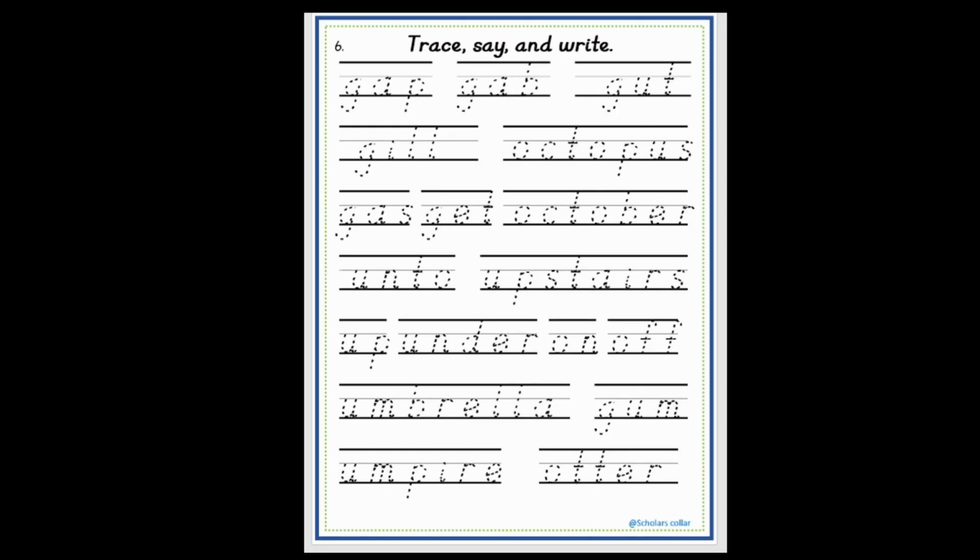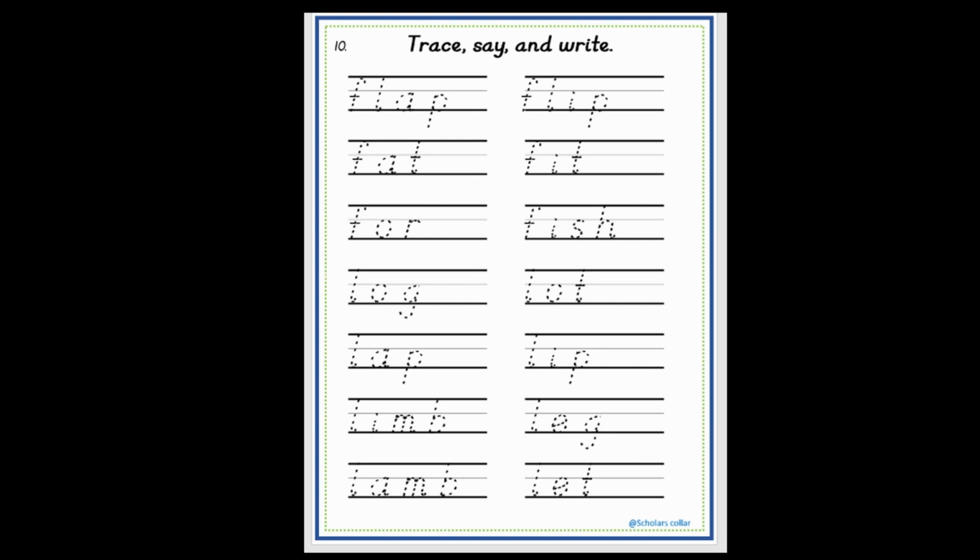Next, we're going to do the trace, say, and write. So these are some words that will give your child practice with the letters that you have learned in this group. And say, trace, and write again for full sounds. Okay, so that's about it.